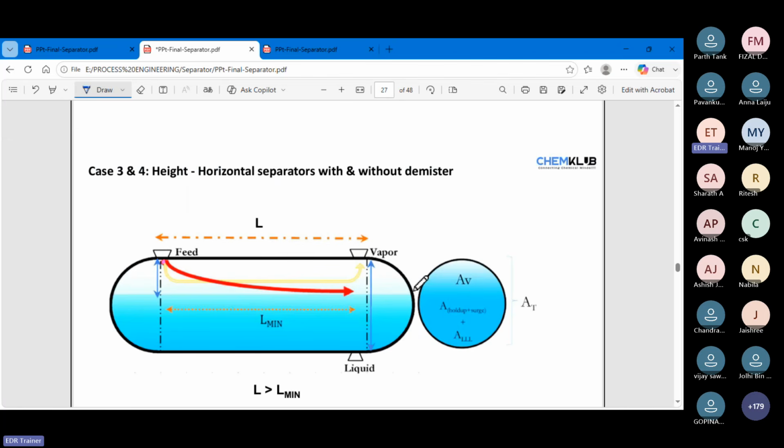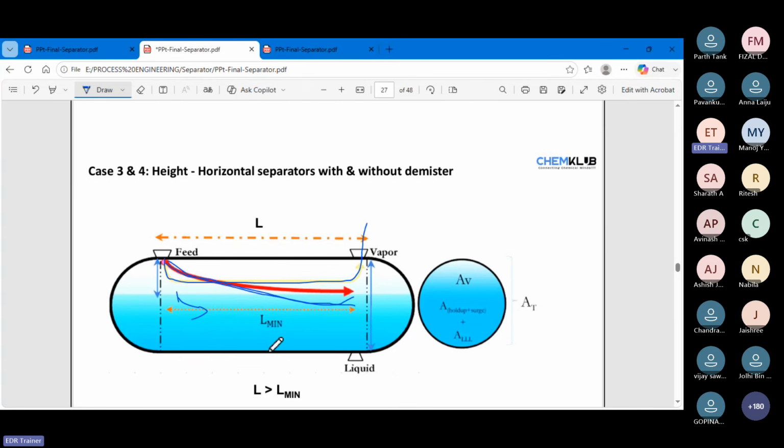Now, as I told you, what will be the major impact on the horizontal separator, with or without demister? The concept is the same, traveling length, right? And the yellow, which is the gas, will move from the same direction. The gas will settle over the liquid surface, right? So the liquid will drop down this way. So you need to take care and calculate an effective length.